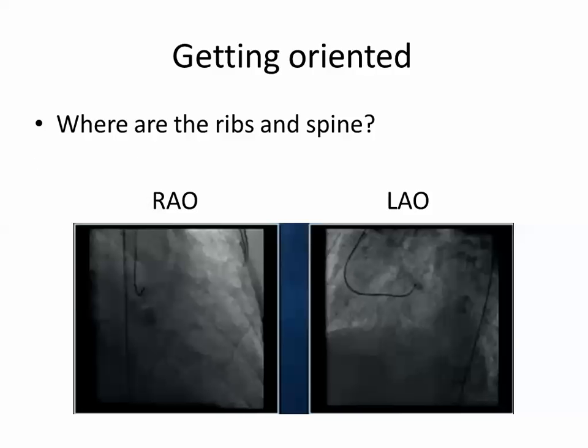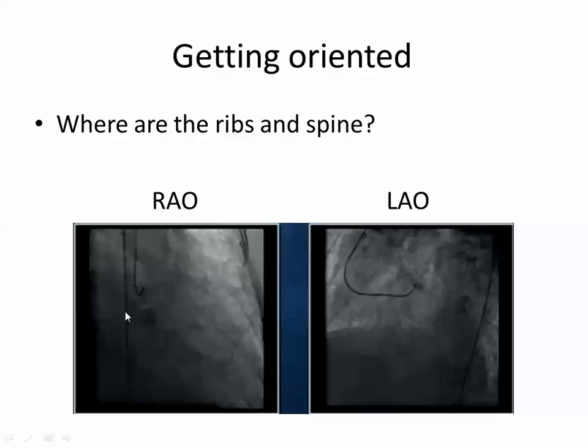Get oriented. First, how do we know if it's RAO or LAO? We will ask ourselves two questions: where are the ribs and where is the spine? Where is the spine? Okay, so where are the ribs here? These are the ribs. Where is the spine? Can you see it?